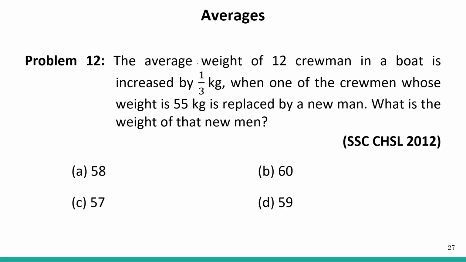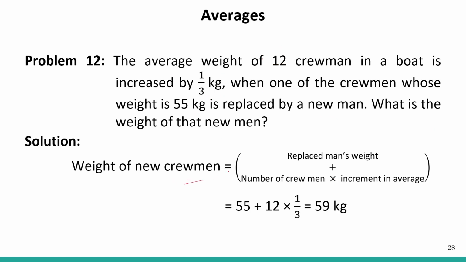So let's see problem number 12. The average weight of 12 crewmen in a boat is increased by 1/3 when one of the crewmen whose weight is 55 is replaced by a new man. What is the weight of the new man? So this question has appeared in SSC CHSL paper 2012. So the weight of the new crewman will be what? Replaced man's weight plus number of crewmen into increment in average, which is equal to 55 plus 12 into 1 by 3, because the increment in average is 1 by 3, which is equal to 59 kg. So this will be the correct answer.